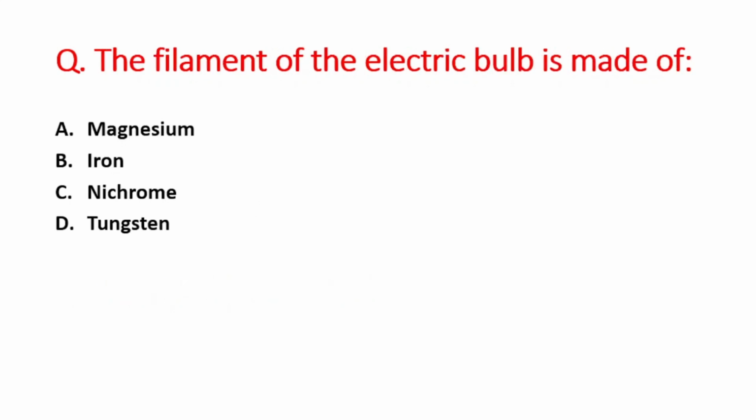Next question is the filament of the electric bulb is made up of. A option is magnesium, B is iron, C nichrome and D tungsten. So we have already done this previously. The filament is made of tungsten, right.